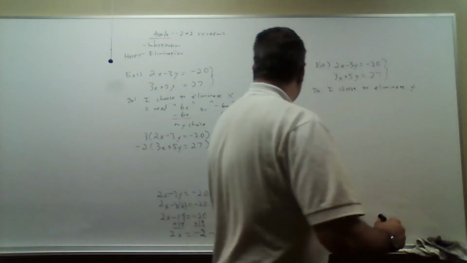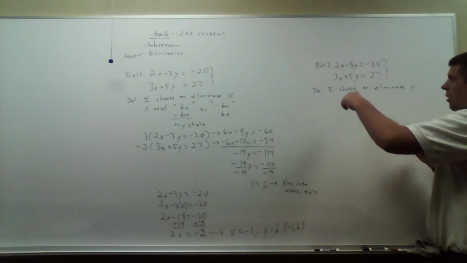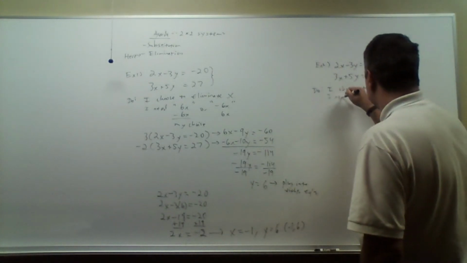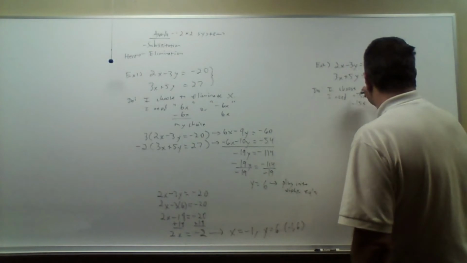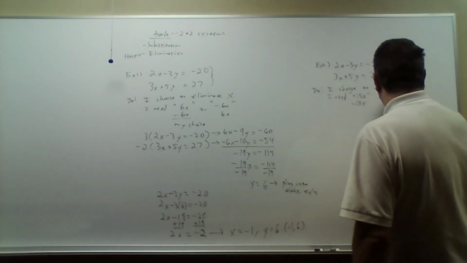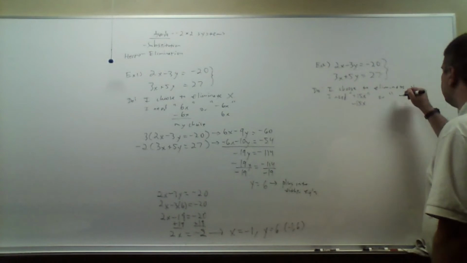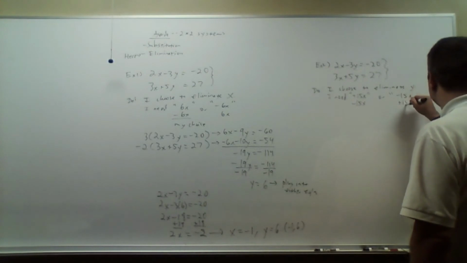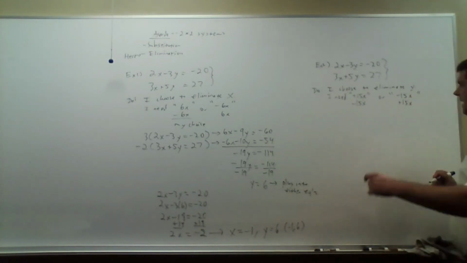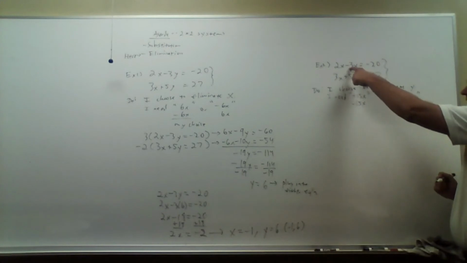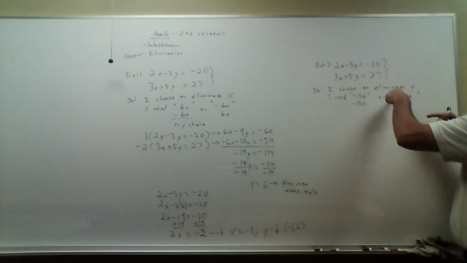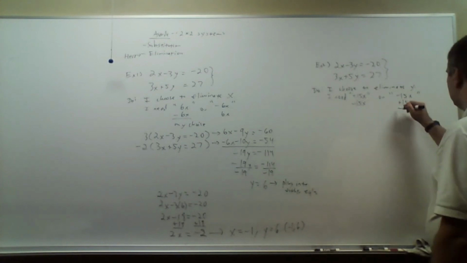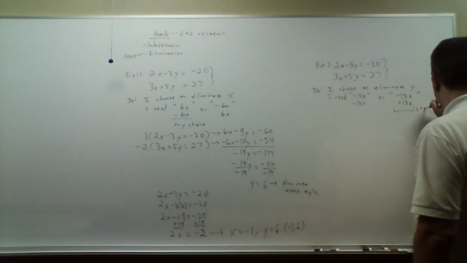Now, in this case, I chose to eliminate y. So I need 15x and negative 15x, or negative 15x and plus 15x. If you notice, this is already negative and positive, so I'll go with this one. Negative, positive, negative, positive. That's my choice.